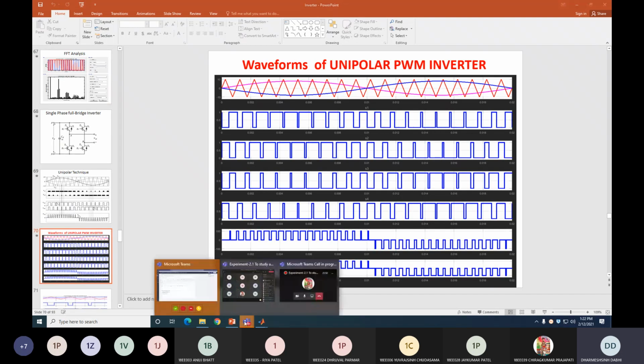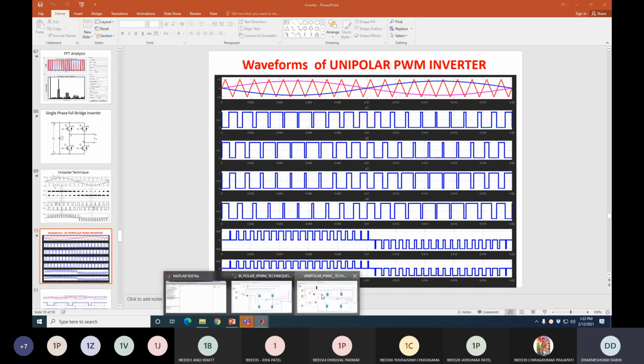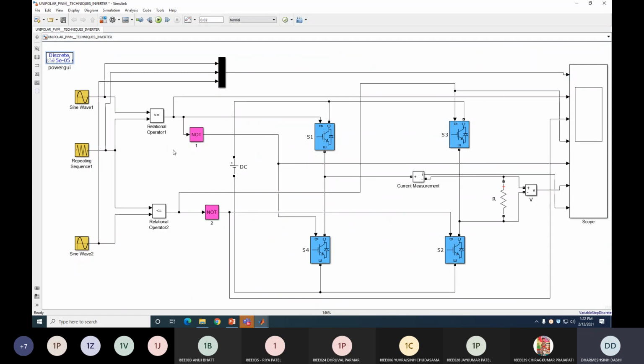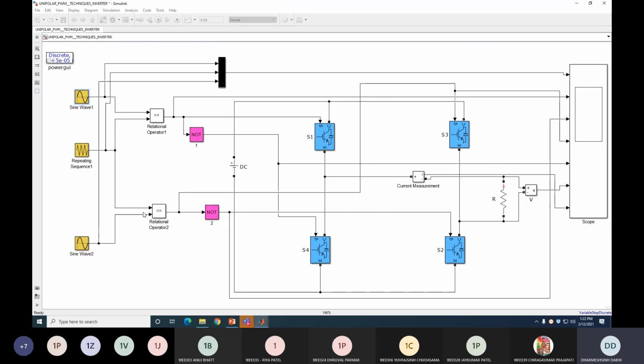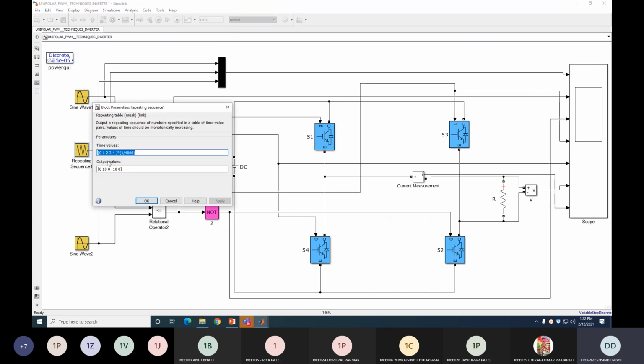So the simulation of this unipolar technique, so you can easily understand. Here you can see that this is a single phase full bridge inverter. Here I take a 100 volt source voltage. Here I take two sine waves. Sine wave 1 is a positive sine wave with phase of 0 degree, meaning starting from the 0 angle, and frequency is 2 pi into 50 and peak amplitude is 8. And as we know, the peak amplitude of the carrier signal must be higher than the peak of the sine wave. So here I take the peak of the carrier as 10.